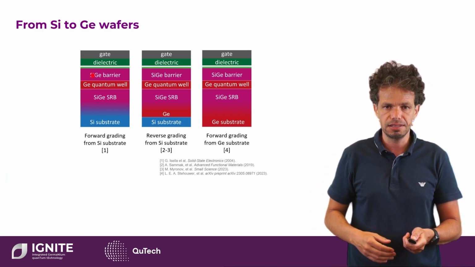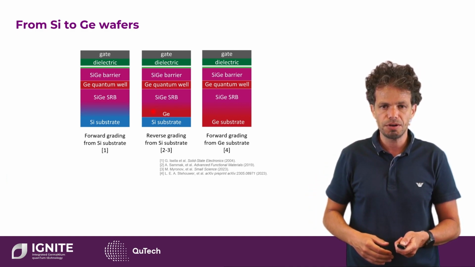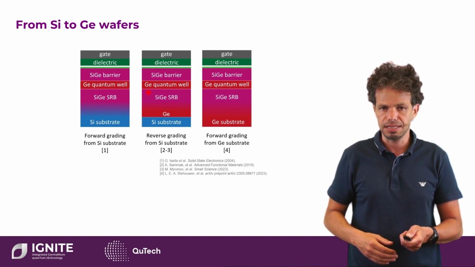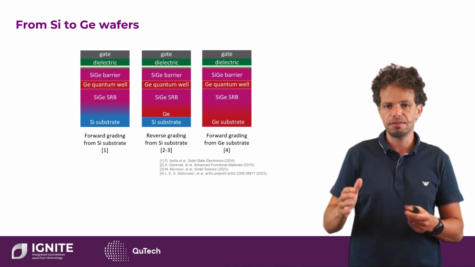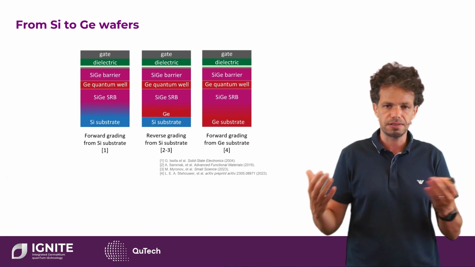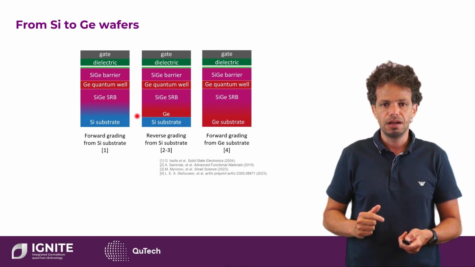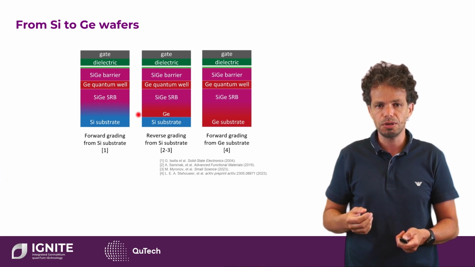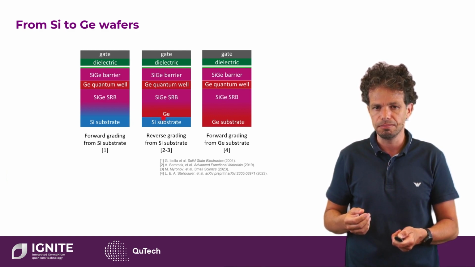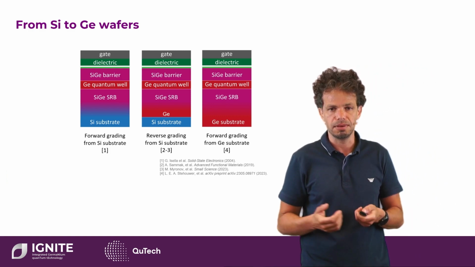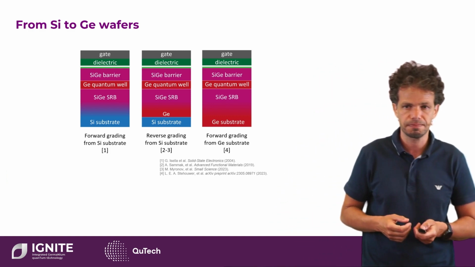Now, another idea is to grow germanium directly on top of a silicon substrate. In this way, the gradient is less, about 20%, because you have to think of it as a reverse grading. You go from 100% germanium to 70 or 80%, so the delta is smaller. The disadvantage here is that you accumulate a lot of defects at this bottom interface between silicon and germanium because you need to overcome a 4% lattice mismatch.